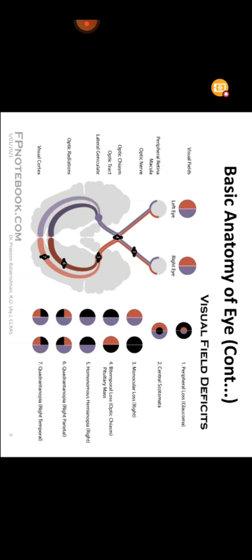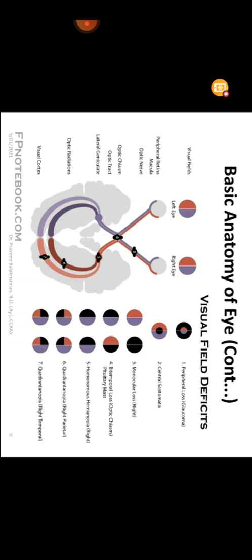So this is how the vision from both eyes is transmitted by neural fibers through the optic nerve to the optic cortex, the visual cortex. In each area, this picture is self-describing. Whenever there is a lesion in an area, you can see what kind of defects it will produce in the vision.